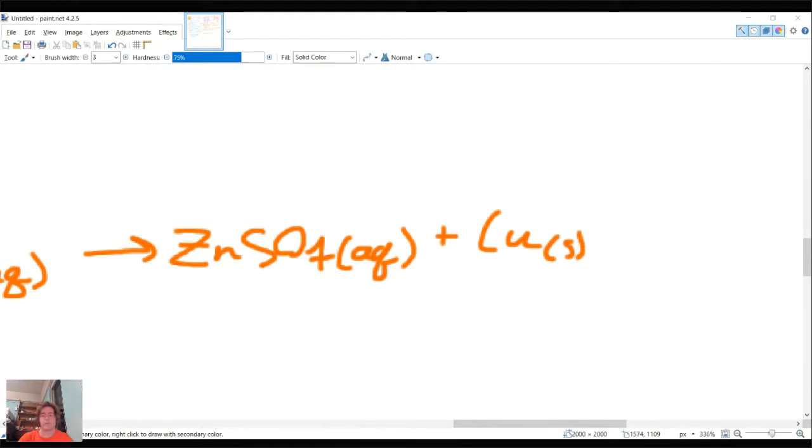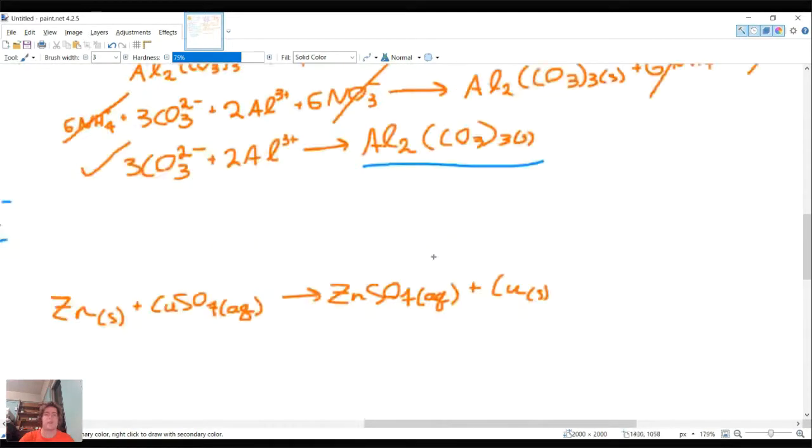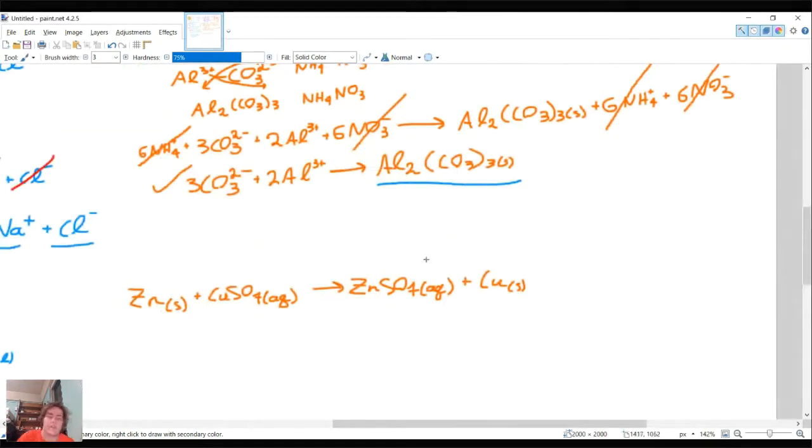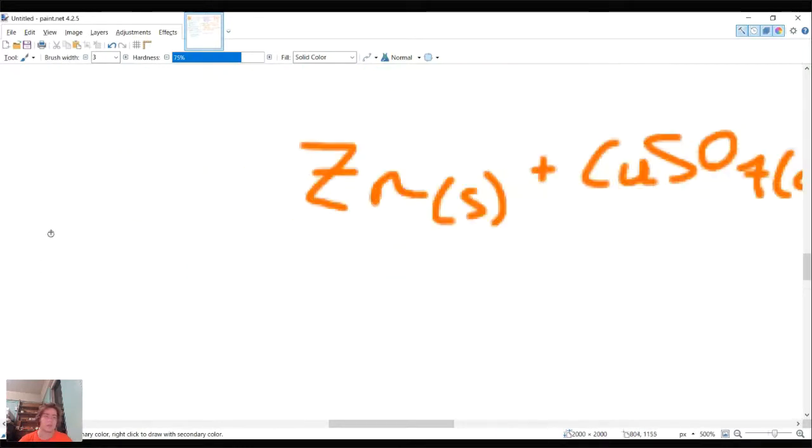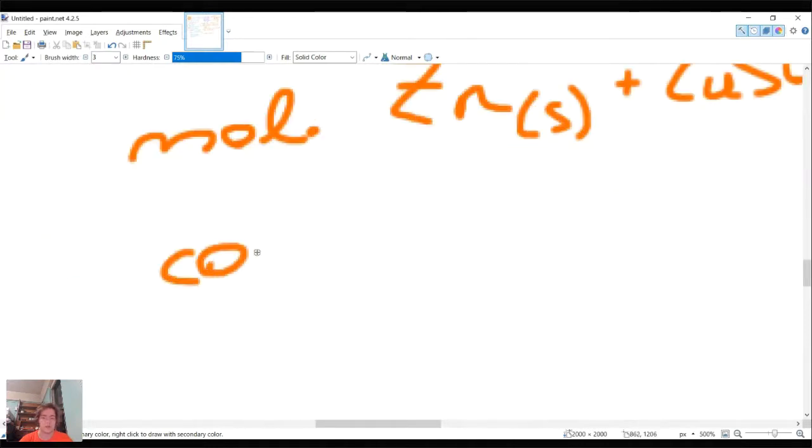So there's a quick note. A lot of these things you're going to have to figure out the state of matter based off of the potassium, sodium, ammonium, and nitrate rule. However, if you see an equation like this and you see the aqueous next to it, aqueous means it's dissolved. So if it's aqueous, you can assume that it's soluble in water. So this is the molecular equation. We'll look at the complete equation.